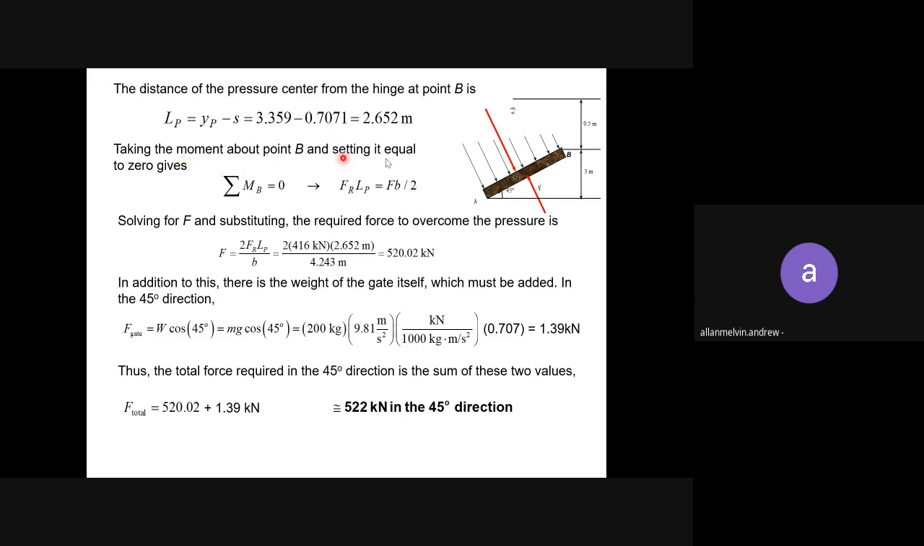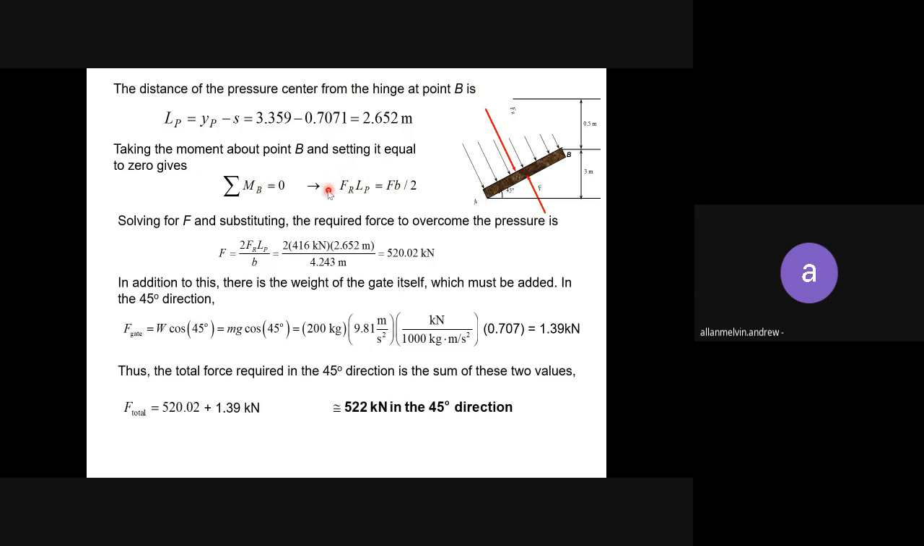Now you are taking the moment about point B and setting it equal to 0. So summation of the moment at B equals to 0. So there are two forces, FR and also F. So write at both sides, FR on the left hand side, F at the right hand side. Here it is LP. So LP from point B to the center of pressure is LP, and for F it is B over 2.